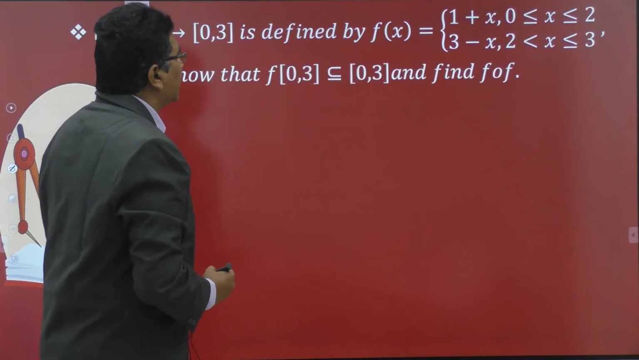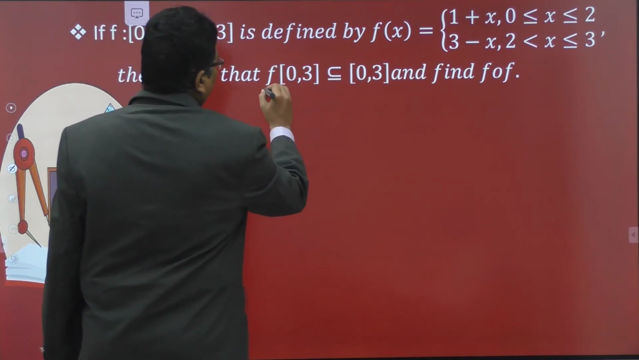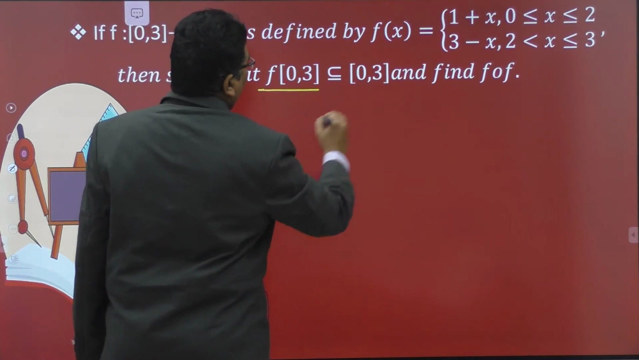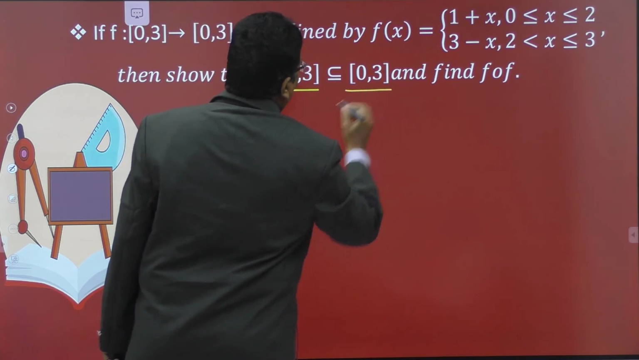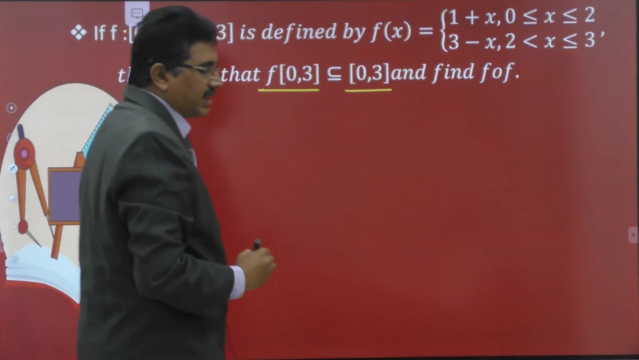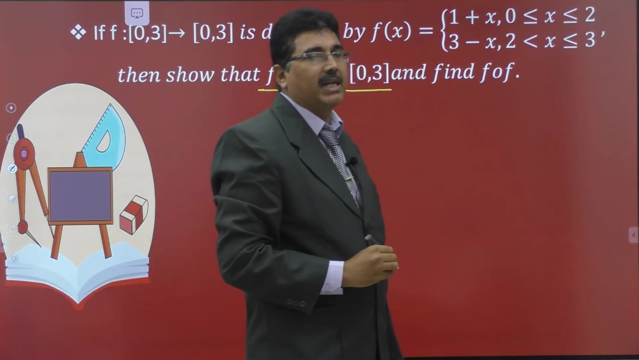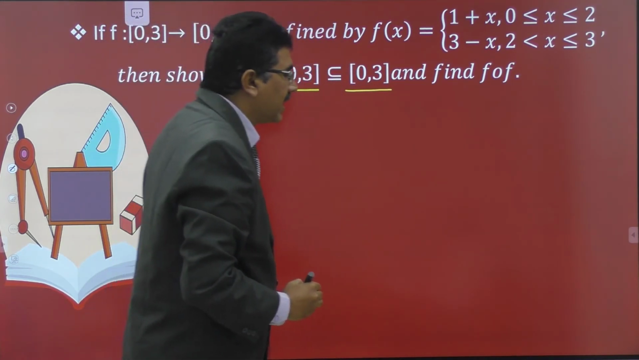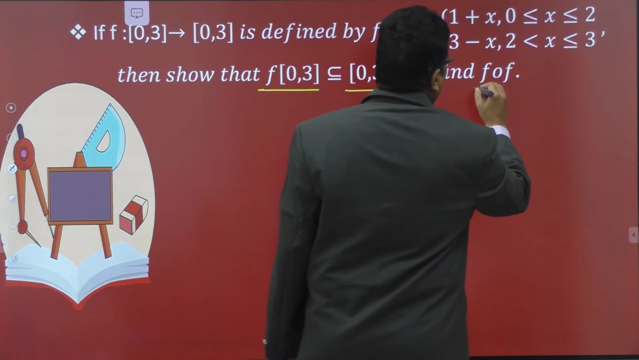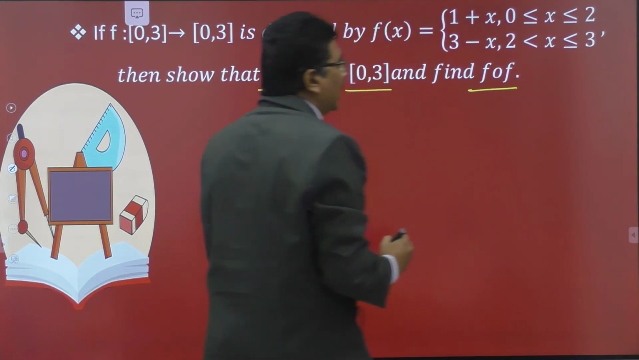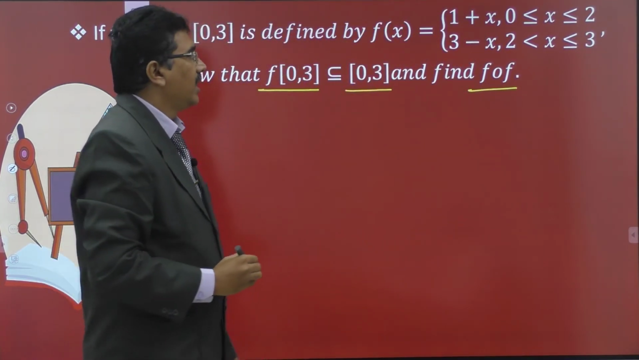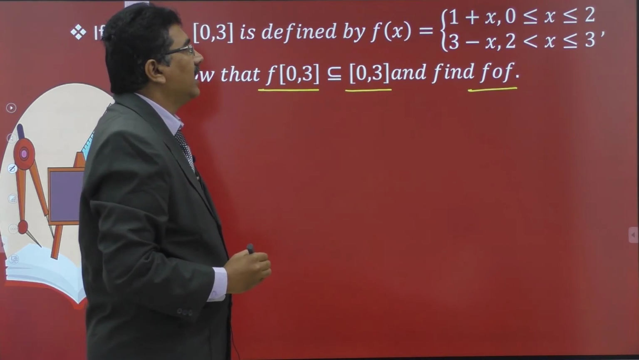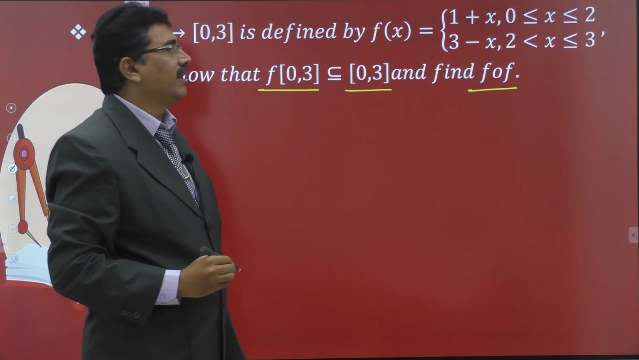Then show that the range is a subset of codomain, and also find f circle f, the composite function. Right. First find the range of this function.